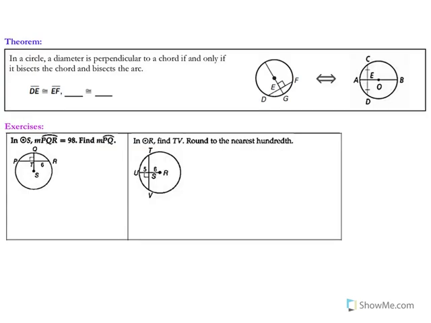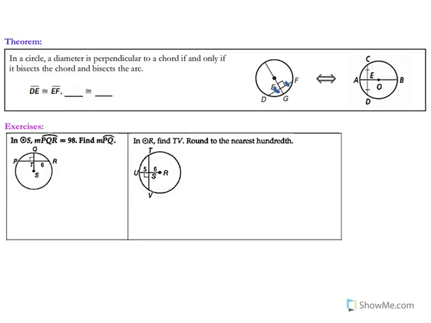I think this is the third theorem we're going to talk about today. It says, in a circle, a diameter is perpendicular, or a right angle, to a chord if and only if it bisects the chord and bisects the arc. So the diameter here that I'm tracing in red is only perpendicular to the chord DF in blue if the diameter bisects the chord and bisects the arc. That means that the diameter needs to put DF into two congruent pieces.